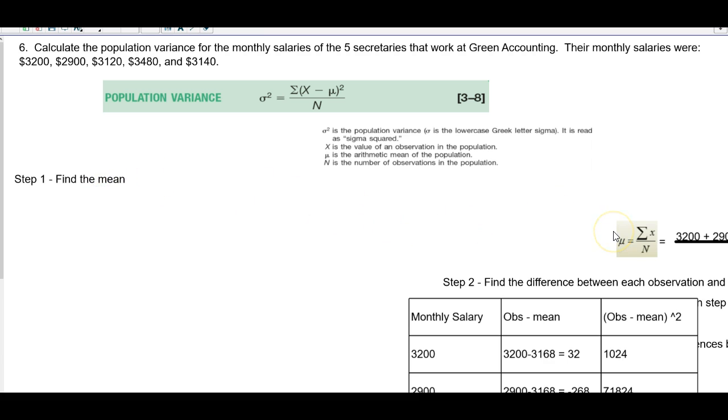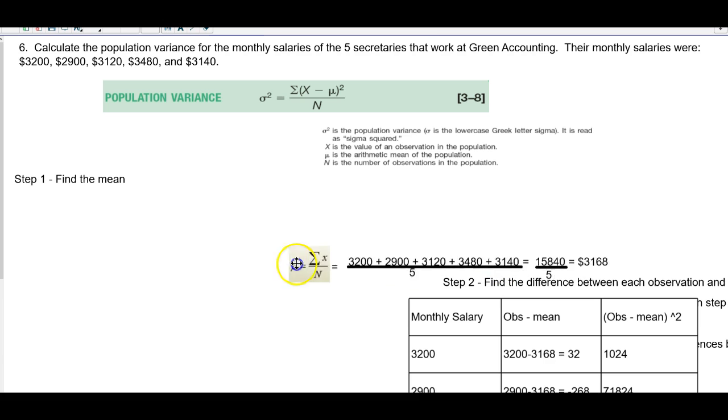Actually, before we get started, I want to point something out with population variance. Variance can sometimes be difficult to interpret because the units are squared. So our answer is going to be based off of a square. So just keep that in mind as we work through this problem.